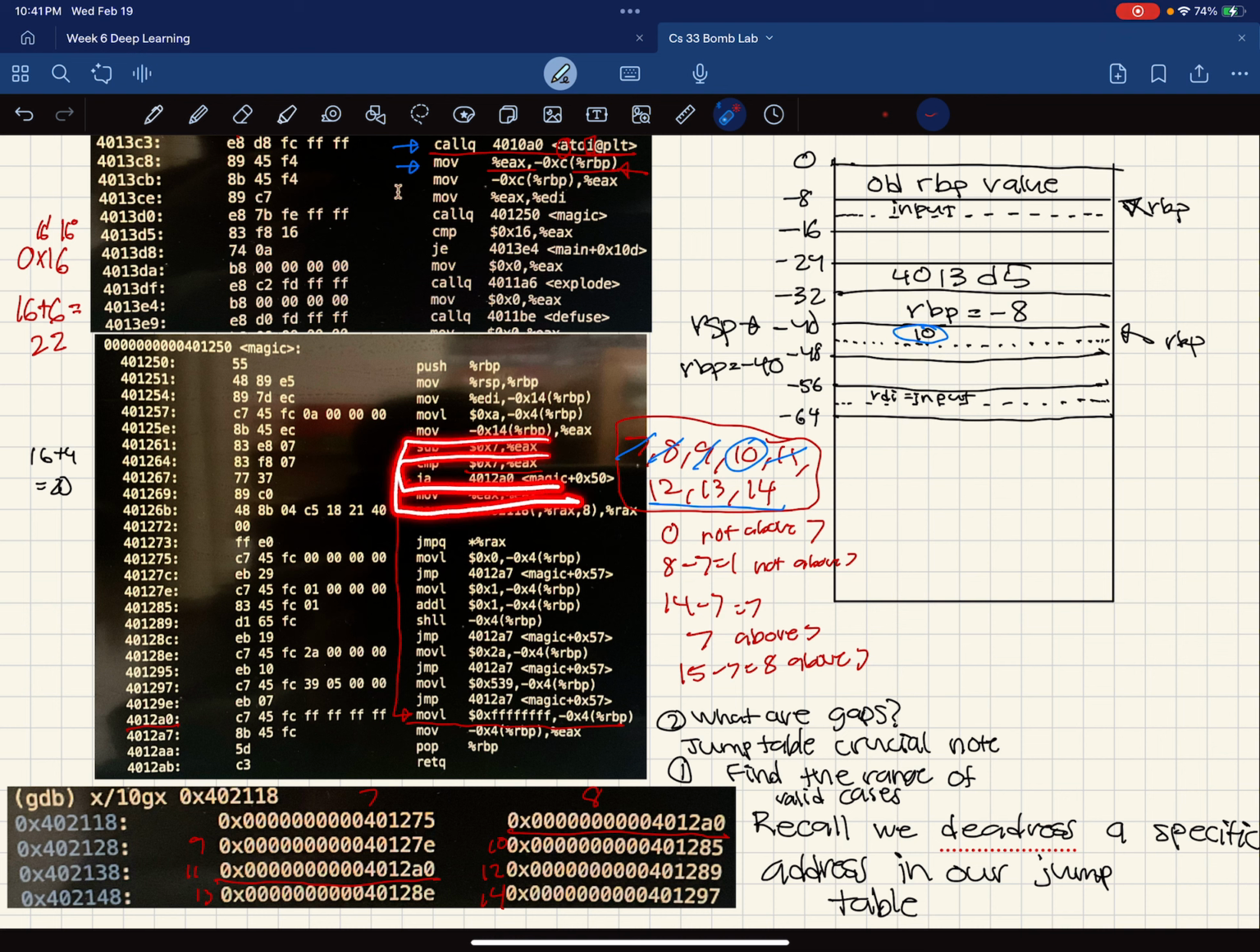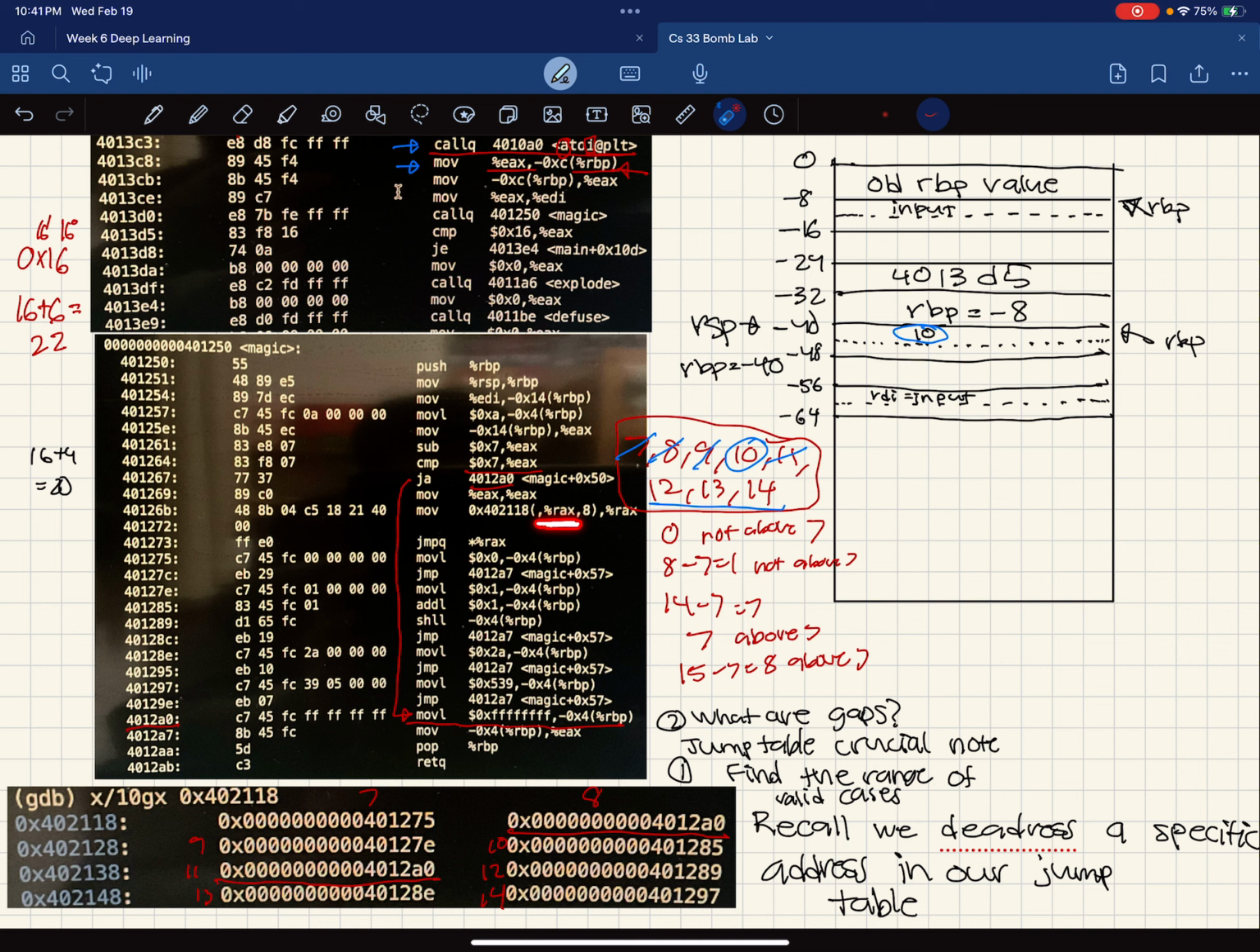To subtract, compare, and then jump above. That will inform you what the range of values can be for the switch statement. Of course, there's gaps. Then try each one until you finally get your right answer. It's very important to know this pattern. Remember the jump table, which is when you see something, this is like shouting jump table. This is the start of it.